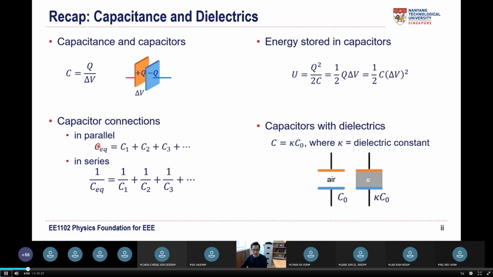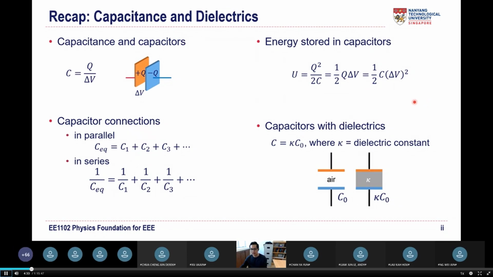When capacitors are connected in parallel, the equivalent capacitance is going to be the arithmetic sum, just the normal sum of all the capacitors connected in parallel. And when the capacitors are connected in series, the inverse of the equivalent capacitance is going to be the inverse sum of all the capacitors that are connected in series.